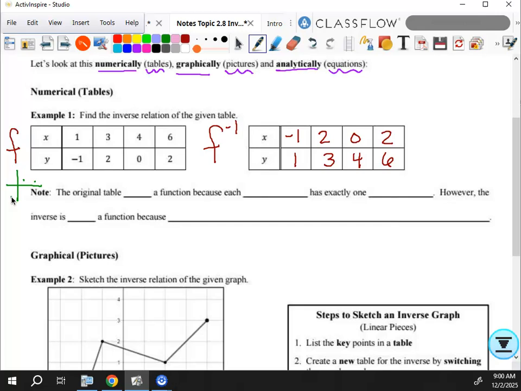So the original table is a function because each x value has exactly one y value. I can't just say because the x's don't repeat. That is a fine way to say it, to clearly understand the concept, but we have to make sure we can say this a little bit differently. And here, x and y are okay because they're literally labeled x and y, but input and output is totally fine too.